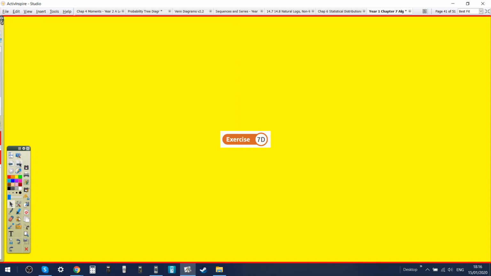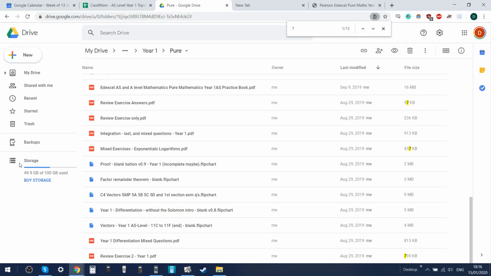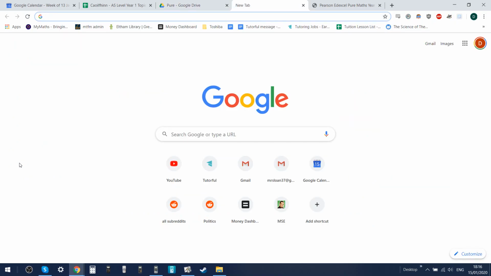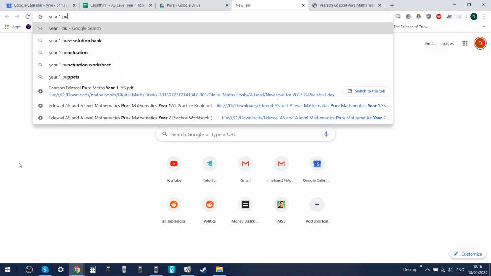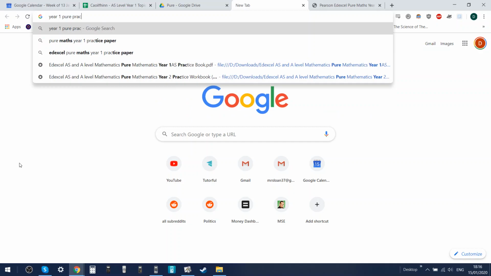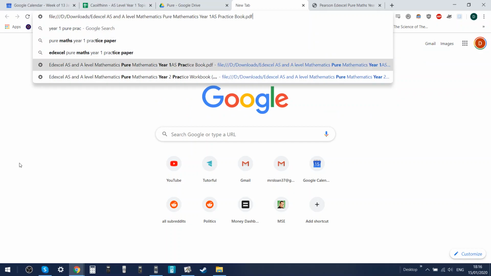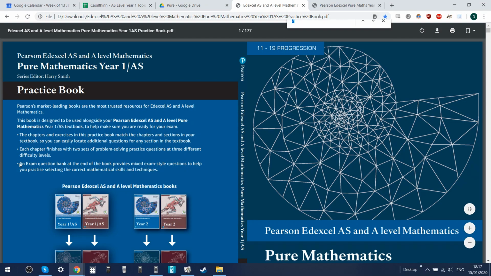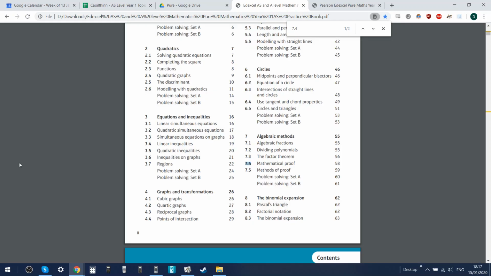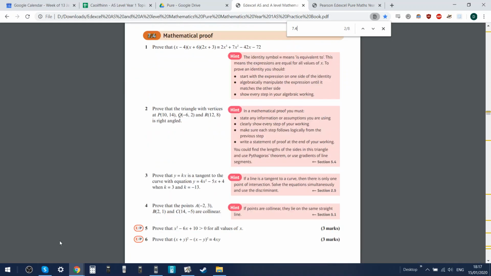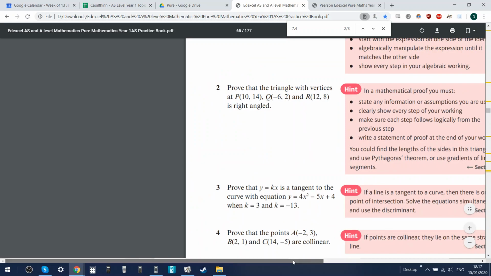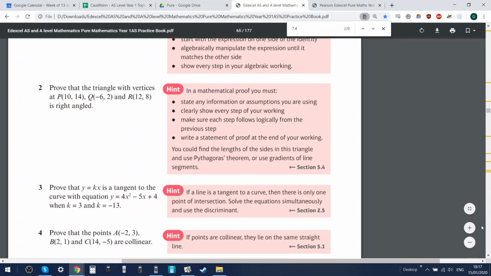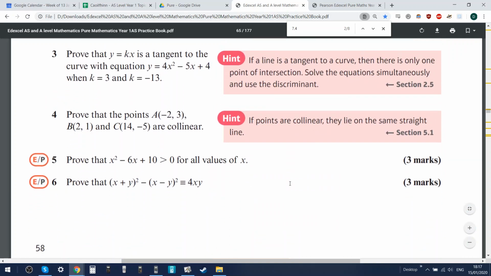Speaking of whom, so this is 7D. I want to see if there are year 1 pure practice. This one. So this was 7.4. I'll just see. Okay. But these won't, they might not have the answers. But we'll see.